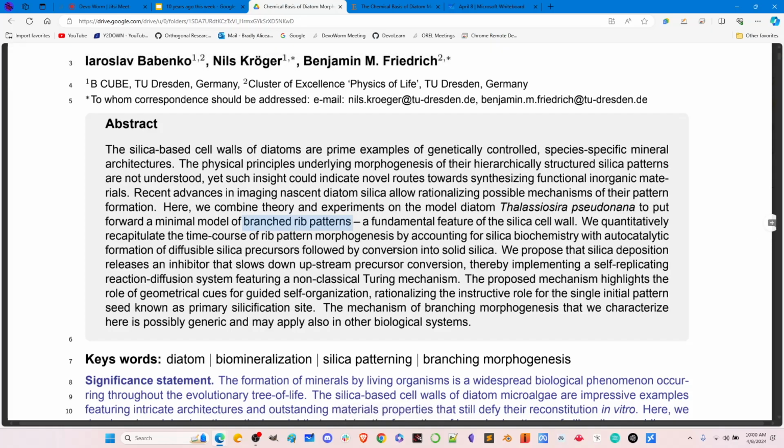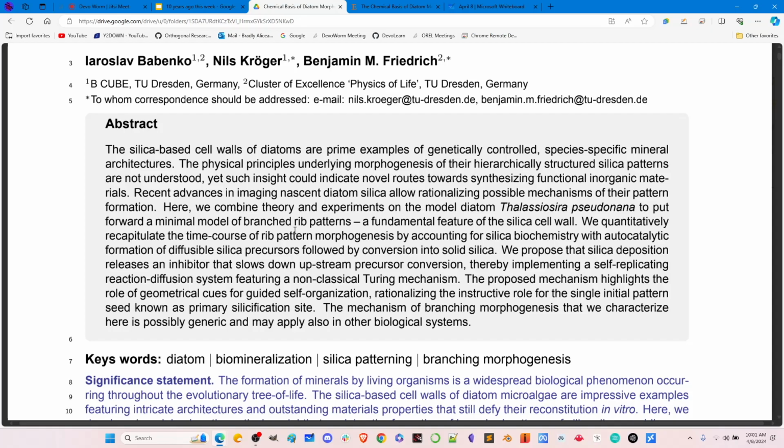There's a whole class of models of branching morphogenesis. If you think about branching, you can think about something like the lung, where you have branching tubes that repeat down the structure of the lung. And there are signals that tell the system when to branch. So we have this minimal model of branched rib patterns, which are a fundamental feature of the silica cell wall. You saw in that shell these radial patterns that repeated across the body of the shell. Those are these branched rib patterns.